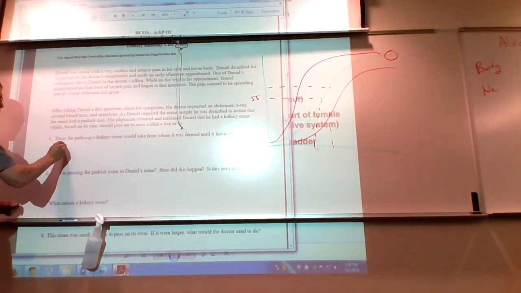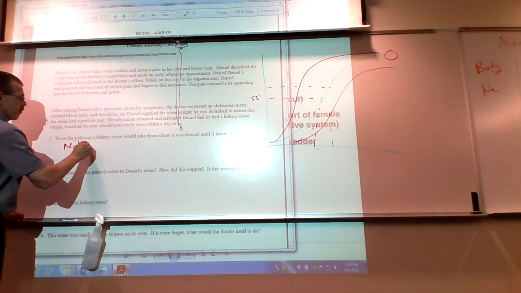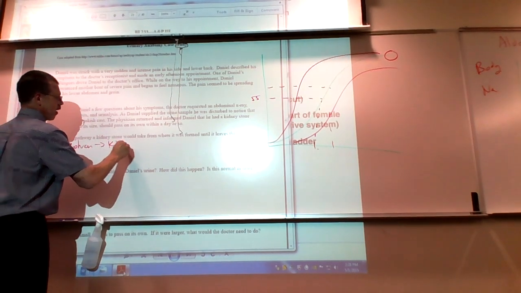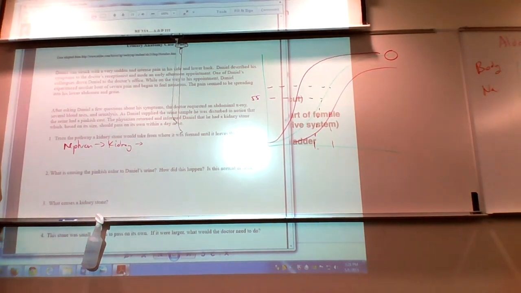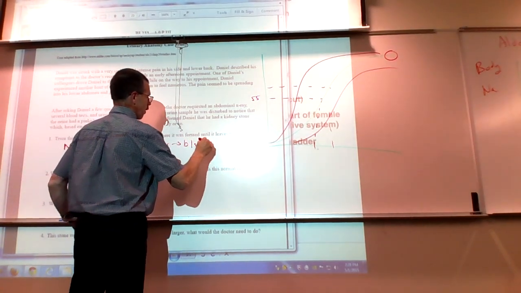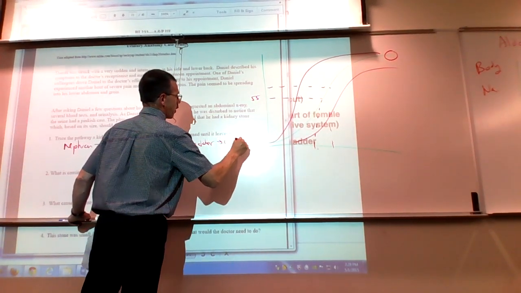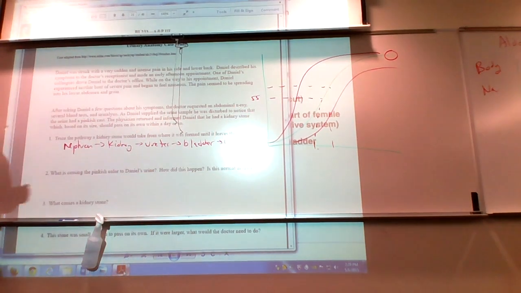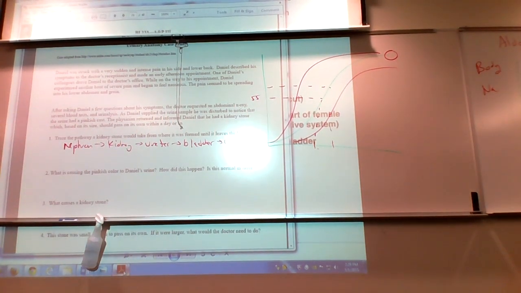Alright, so let's see. So we go from nephron to kidney. What's after a kidney? Ureter, to a bladder, to urethra, right, into a bowl. Alright, so what happens is the calcium gets filtered by your kidney and not reabsorbed, it ends up down in there.